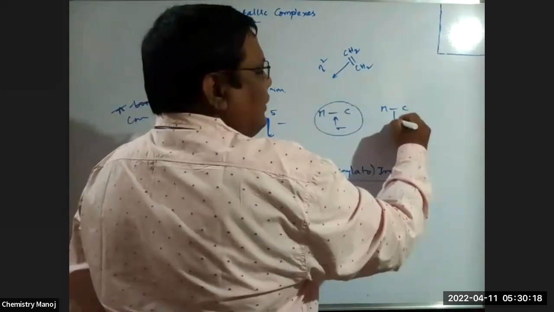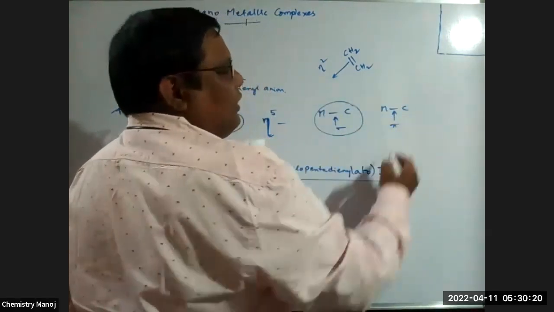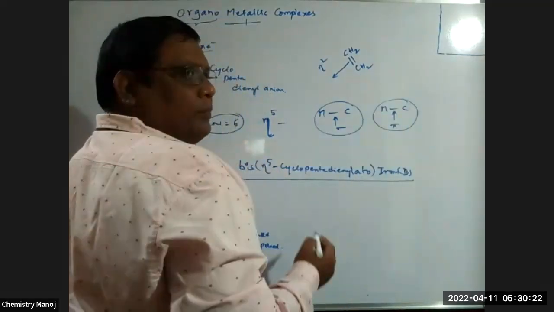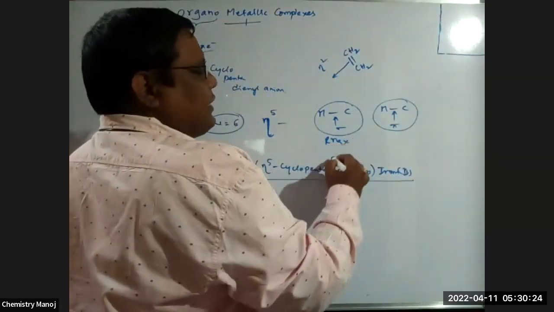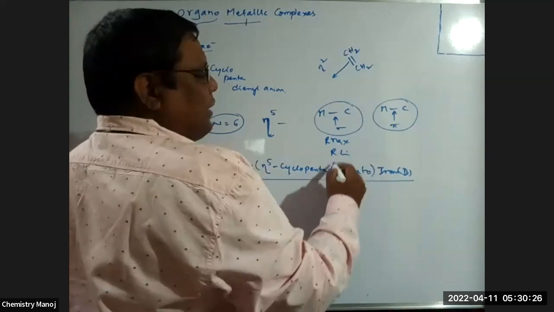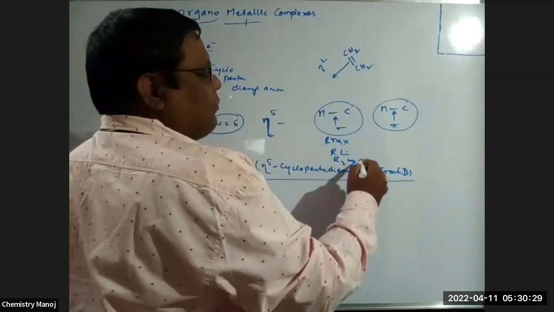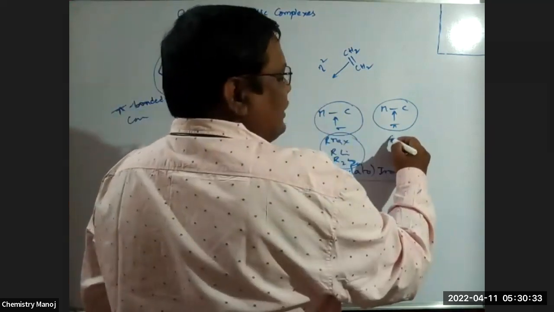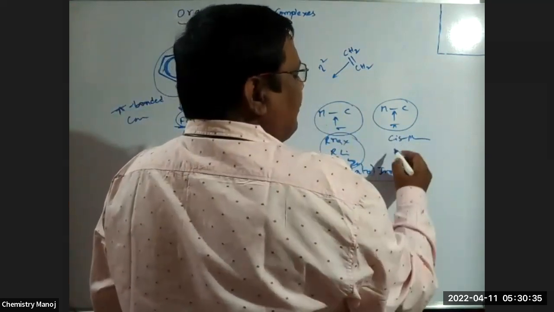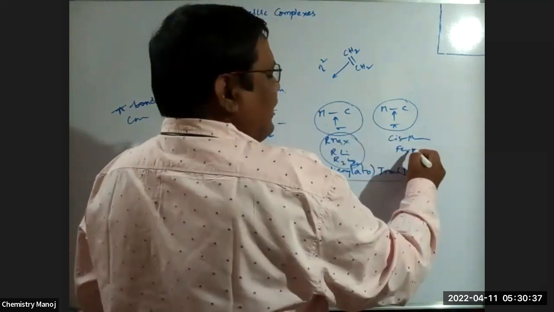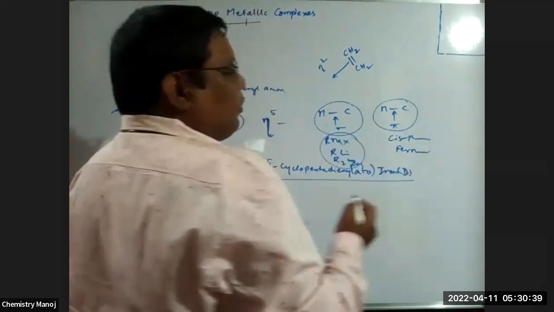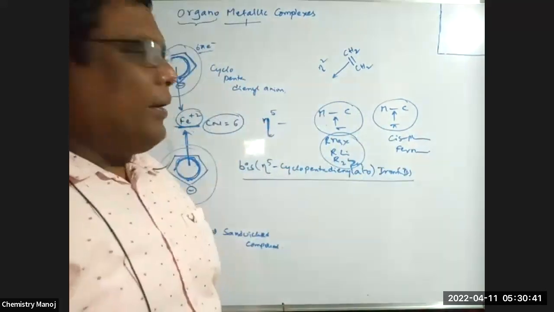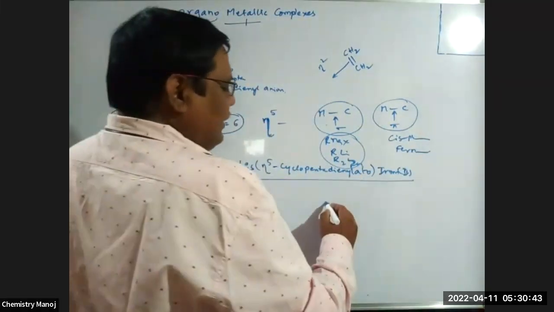If between metal and carbon pi bonded electrons are involved, it is a pi bonded compound. RMgX is the best example. Alkyl lithium is an example. Alkyl zinc is an example. All these are examples of sigma bonded compounds. Cisplatin is an example. This ferrocene is also one of the examples. So this is only pi bonded, but there is another type.